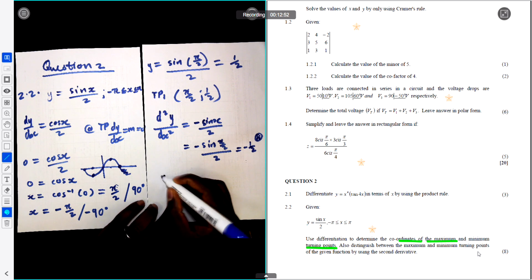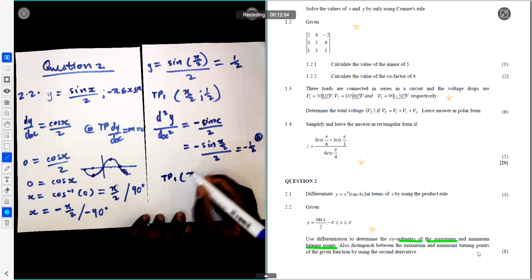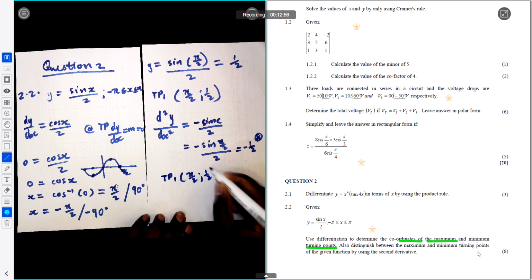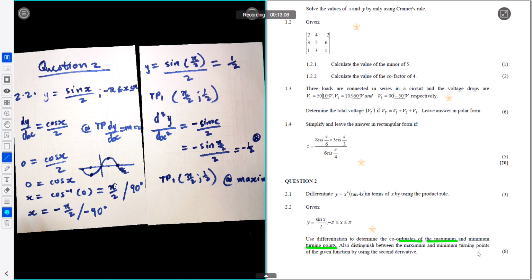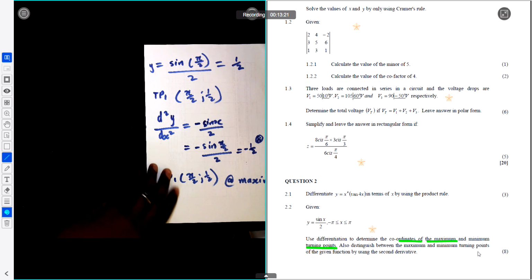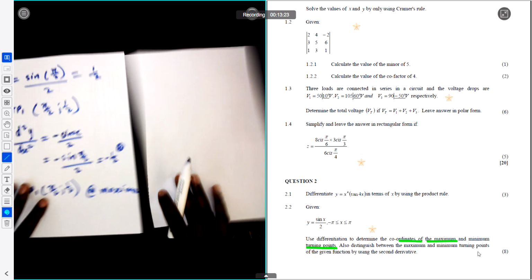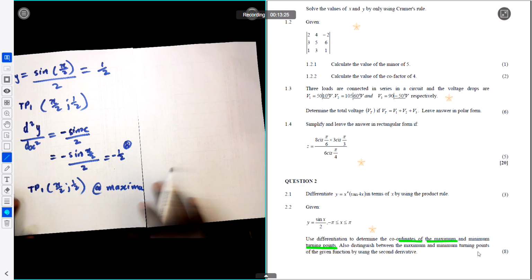So we know that turning point 1, pi over 2, 1 over 2, we are at a maximum turning. So we know that if we had a negative output from the second derivative, therefore a sad face, it reaches the maximum turning. Now we need to distinguish the second turning point, if we're having a maximum or minimum turning point.